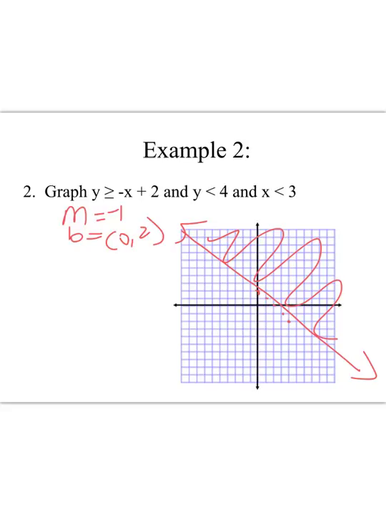So now I'm on my second equation. I'm going to switch colors. I'm going to make this one blue. y is less than 4. So y equals is going to be a horizontal line.